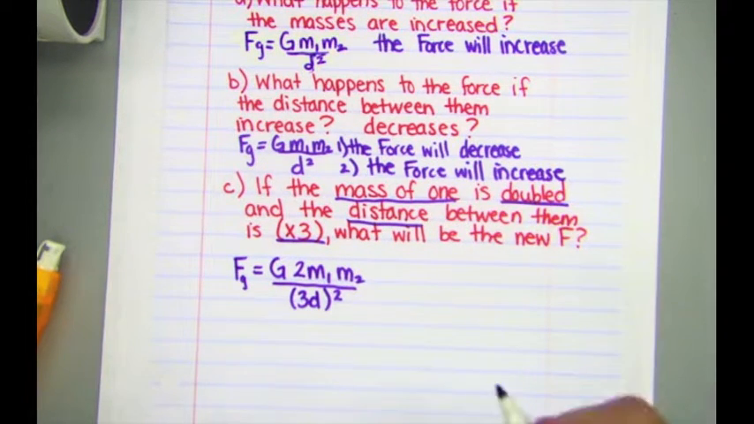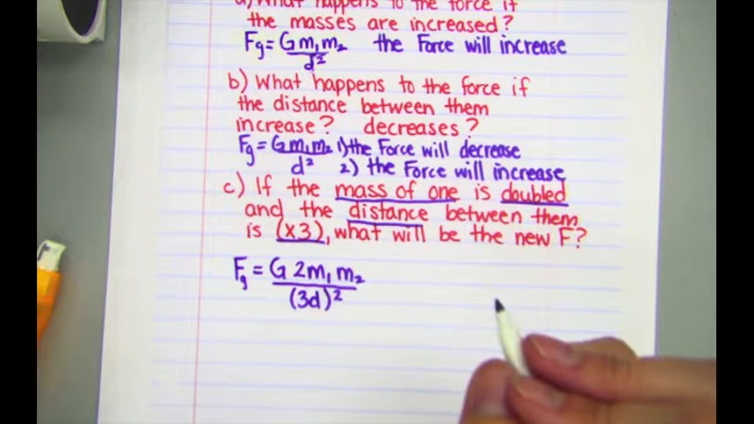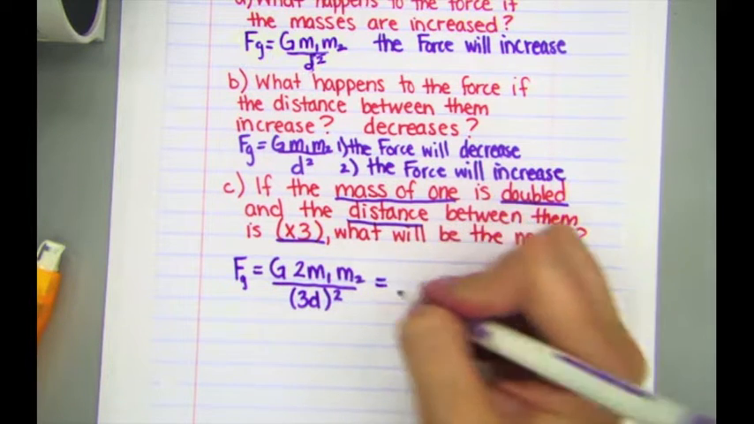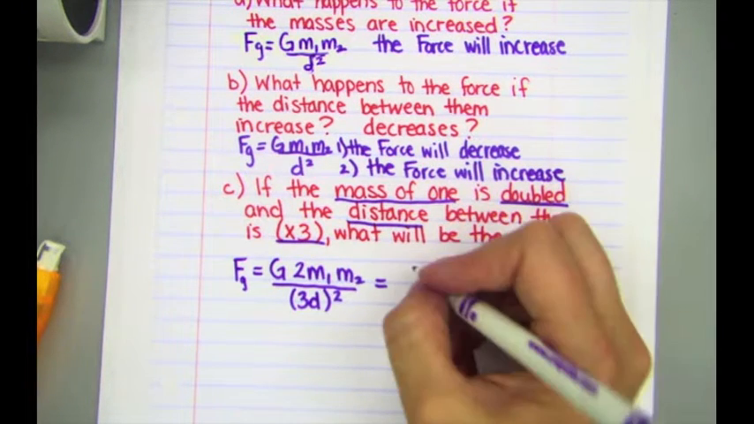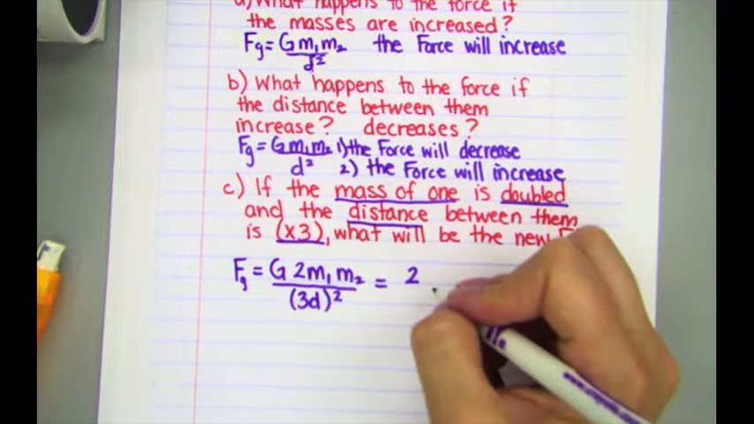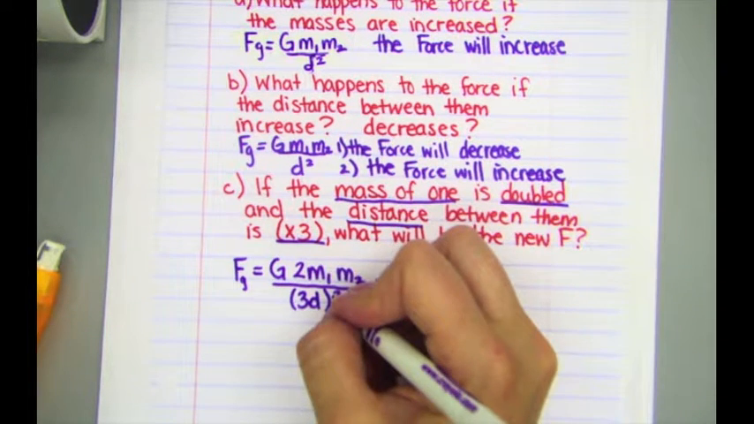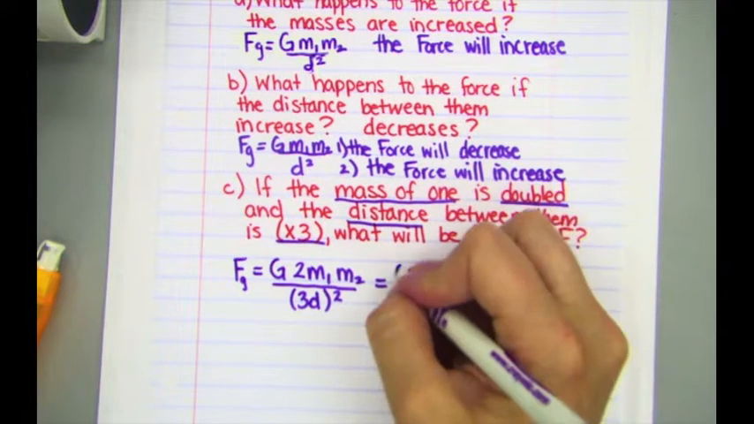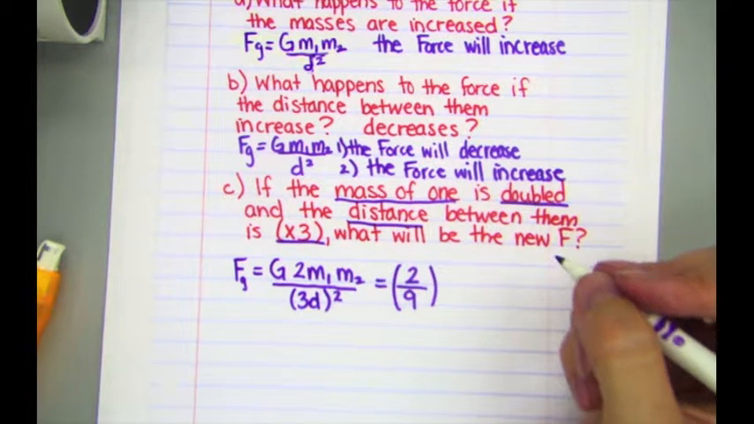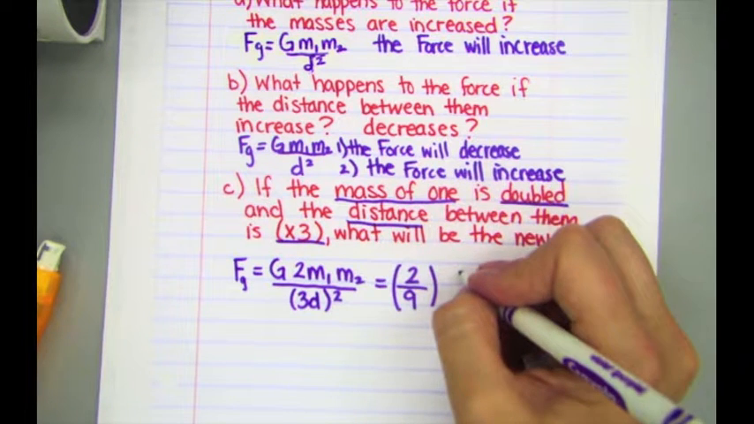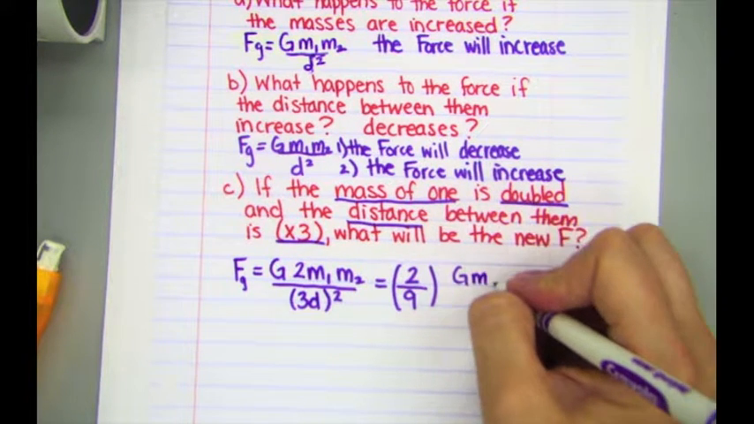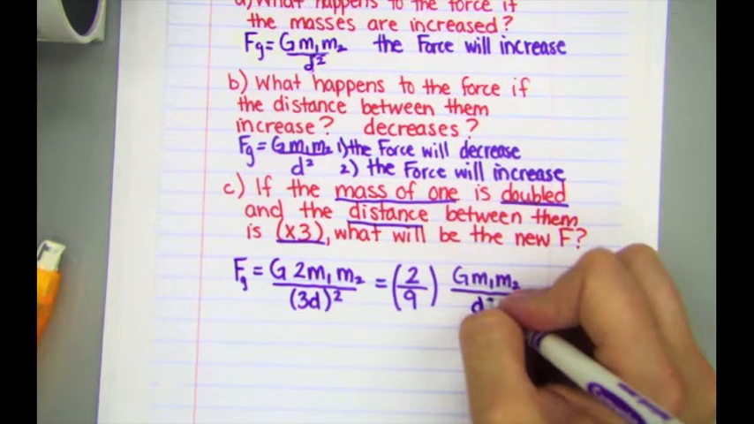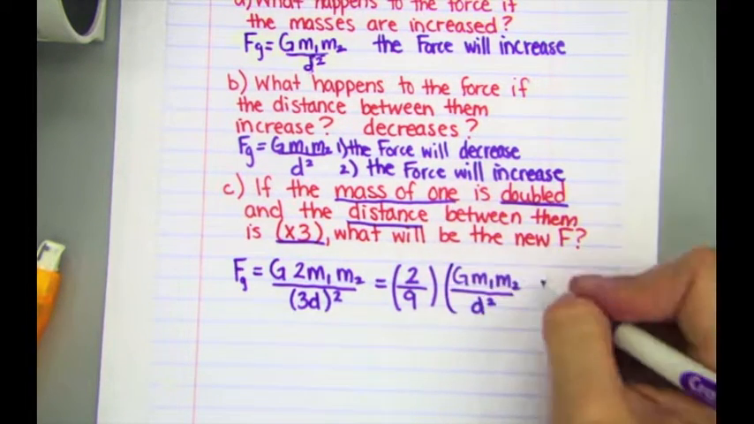What I like to do now is take all the numbers and put them in front, meaning I'm finding the coefficient, or the number in front of the variables. In the numerator, I have a 2. 3 squared is 9. So those are my coefficient numbers, or numbers in front of my variables. Okay? I'm pulling those out of the equation because I have a value already for F.